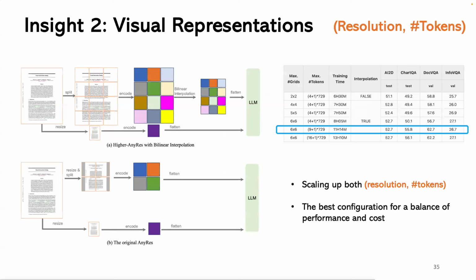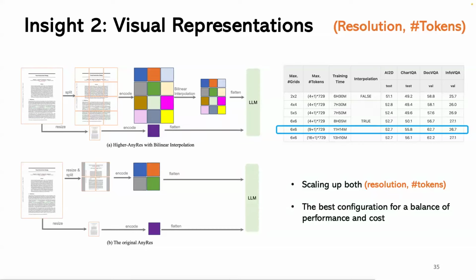And the second insight is about vision representation. How can we represent the visual signal itself? I'll decompose visual representation into two parts. One is the original image resolution, and the other one is the number of visual tokens we use to represent the original image. Both of them can be scaled up, right? And it is almost true that you will get better performance if you scale up either the resolution or the number of tokens.